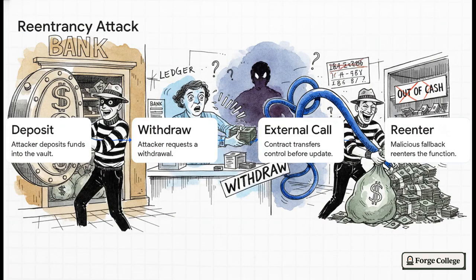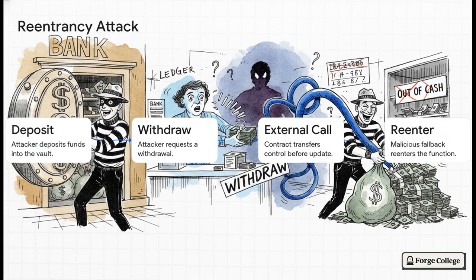Let's visualize this with a little analogy. Imagine a ridiculously fast-talking bank robber who walks up to a teller and asks for a withdrawal. The teller hands over the cash, but before that teller actually has the chance to write down the transaction in the ledger, the robber asks for another withdrawal, and another, and another.